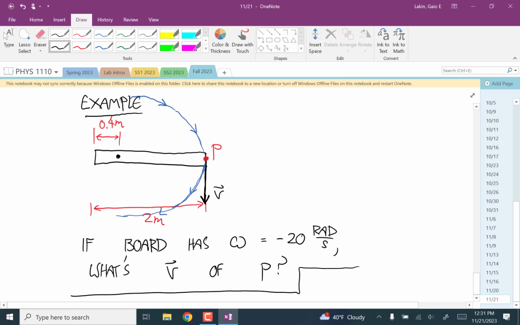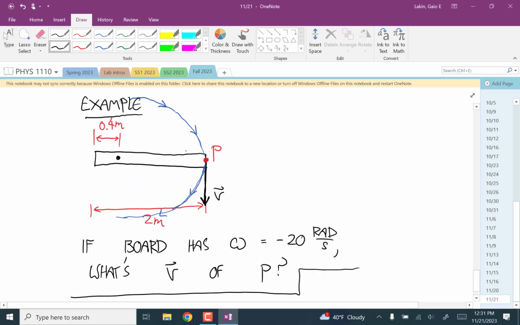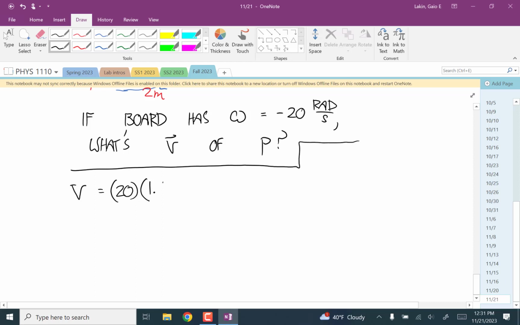Now we know the direction, we just need to figure out the speed, the magnitude of the velocity. So the speed is equal to, just ignore the sign of the angular velocity, 20, times the distance from the about point to the point you care about. What's the distance from that black dot to the red dot? 1.6. Yep, 1.6. And so this is 32. The units come out to be meters per second, like you would expect for a speed.